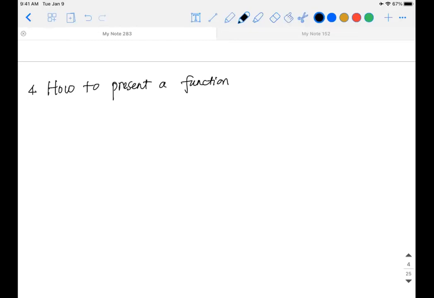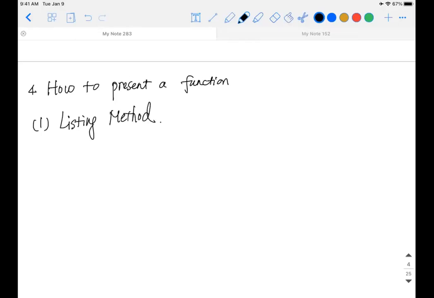So the question is very intuitive. We know a function has such a definition. How can we present a function? How can we denote a function? Are there different ways for us to present or denote a function? The answer is yes. There are actually 4 different ways to denote a function. Let's try to think about it. The first one is what we call the listing method.